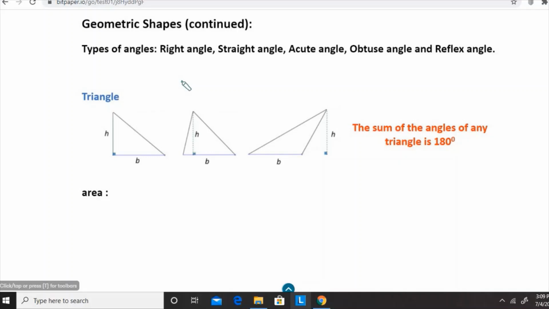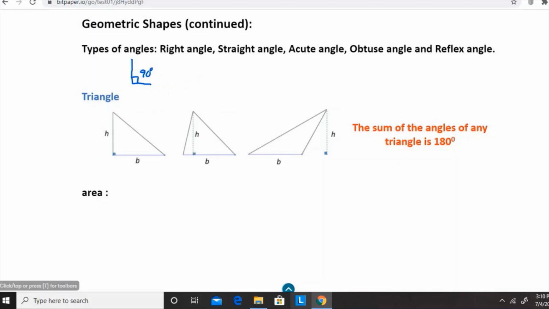Okay, we will continue with geometric shapes. There are 5 types of angles that you need to know. They are right angles, straight angles, acute angles, obtuse angles, and reflex angles. So a right angle, obviously, is something like this. There's a 90-degree angle, and that's what we call a right angle.